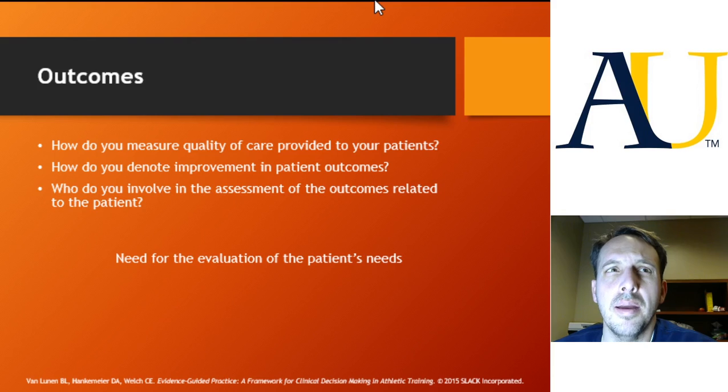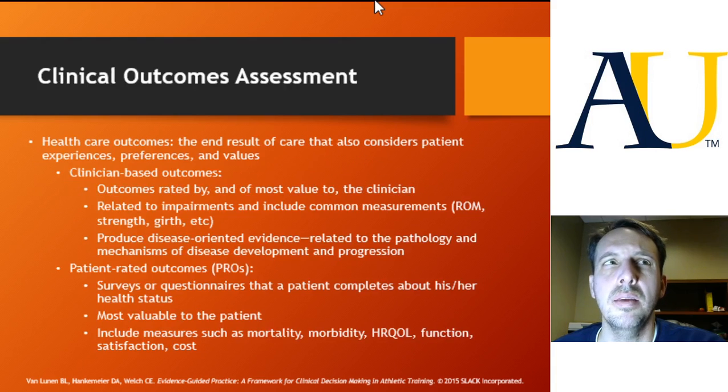Well, one way you could do that is by showing improvement in your patient. But in that case, that leads to the next questions, right? How do you denote improvement in patient outcomes? How can we go about showing that our patients are in fact getting better? And then finally, the last question is, who do you involve in the assessment of the outcomes related to the patient? This idea of who is best to assess whether or not this patient is improving. And so we'll talk about this idea of how we can go about evaluating the needs of the patient and whether or not we are meeting those needs.